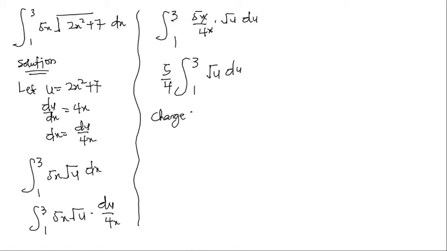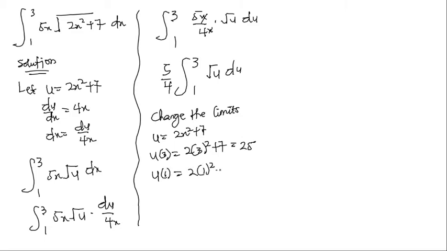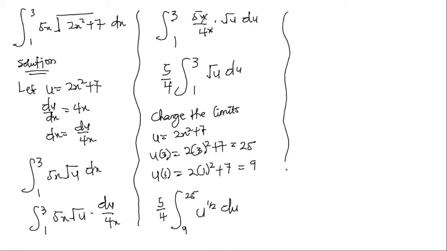Now that I have this, I need to change my limits, because I'm dealing with a definite integral and I'm using the method of substitution. So I said let u be 2x squared plus 7. If x is equal to 3, I have 2 into brackets 3 squared plus 7, and that will give me a value of 25. If x is equal to 1, I have 2 into bracket 1 squared plus 7, and that will give me a value of 9. So it means I am to integrate the function 5 on 4, the integral from 9 to 25 of the function u to the power half, which is root u, du. From here I can move ahead and find my answer.